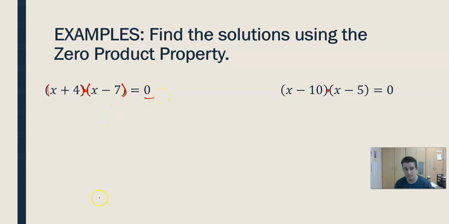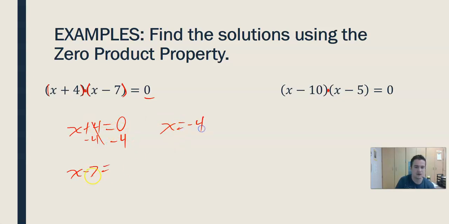There's no other way. So I'm going to set x plus 4 and x minus 7 equal to 0 and solve for x. So x plus 4, I subtract 4 on both sides and I get x equals negative 4. Here I'm going to add 7 on both sides and I'm going to get x equals 7.